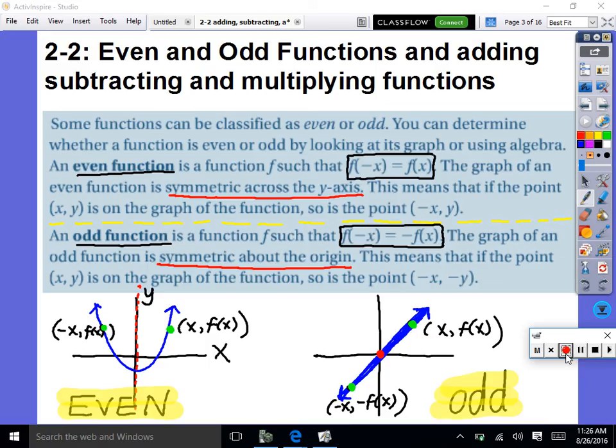Okay, so the first thing we're going to do is talk about even and odd functions, and then later we're going to do adding and subtracting and multiplying functions, which will be just a good review. You should all be able to do that. So we're going to spend most of our time on even and odd functions, which really isn't too bad, but you have to be really good at algebra.